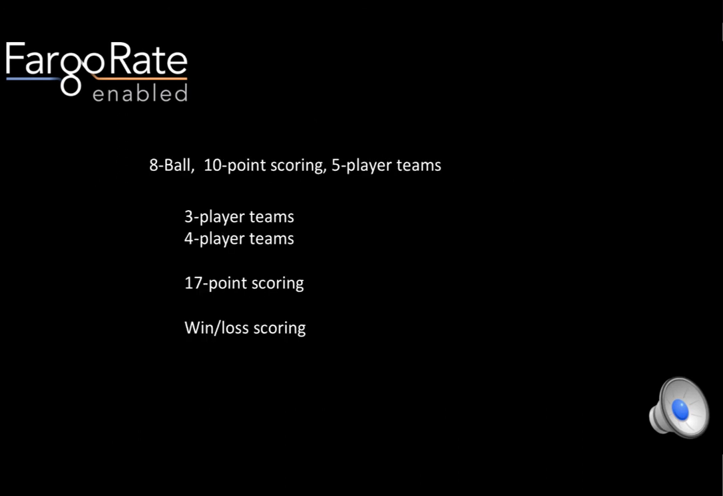So this was just an example of using Fargo ratings to handicap an 8-ball league that uses 10-point scoring and has 5-player teams. There are many different formats out there. You can have 3-player teams, 4-player teams. You can use 17-point scoring instead of 10-point scoring, or just win-loss. Fargo ratings can similarly be used to handicap all of these, and these are just options in LMS, the league management system.